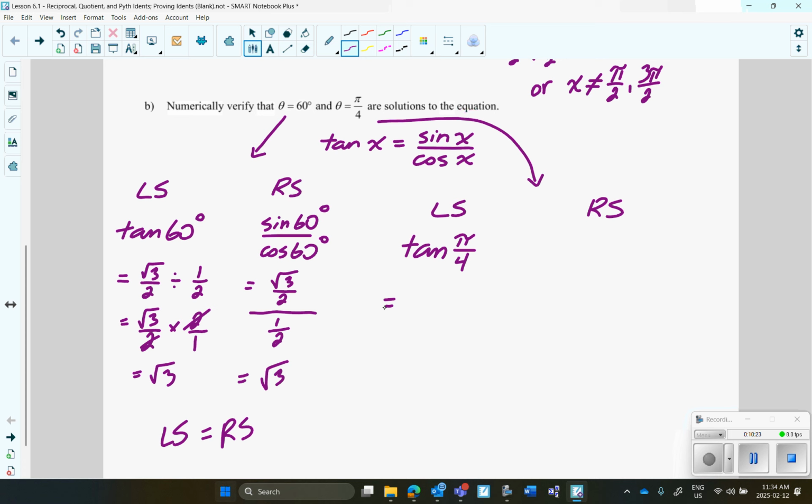Should be knowing these by now. Pi over 4? It's in the middle. No, the point on the unit circle. Root 2 over 2 comma root 2 over 2. So it's y divide x, and root 2 over 2 divide root 2 over 2. Well, I don't have to change it to multiplication because anything divided by itself is just going to be 1.